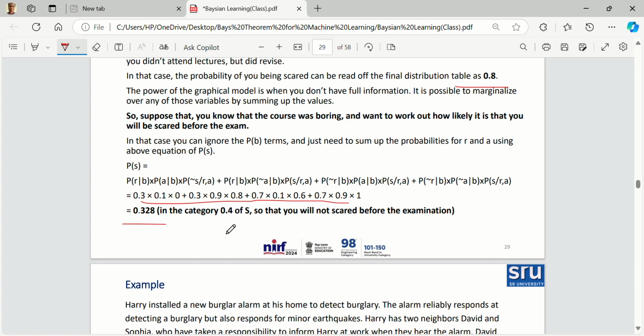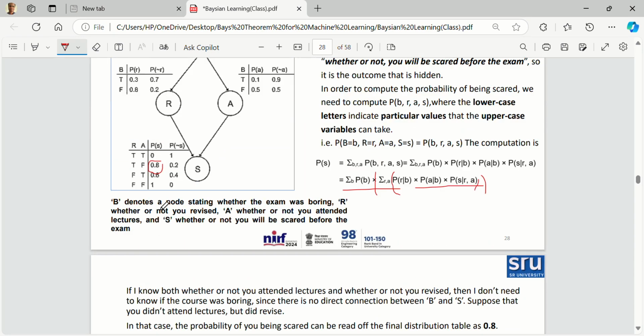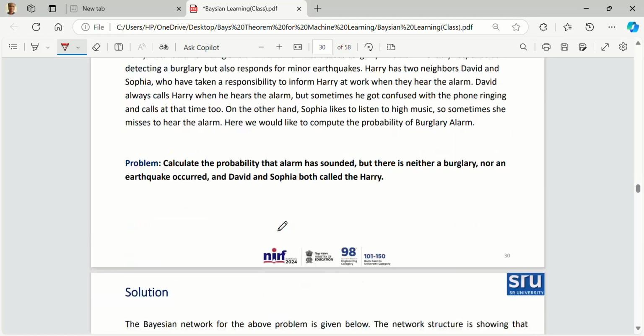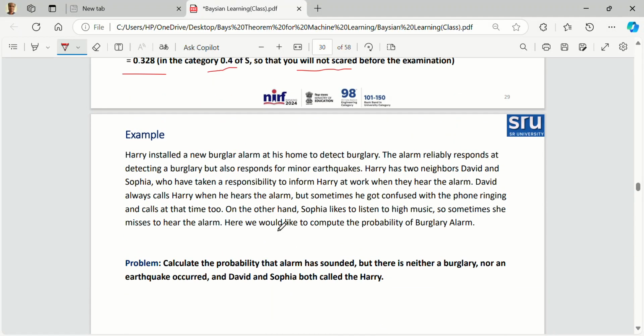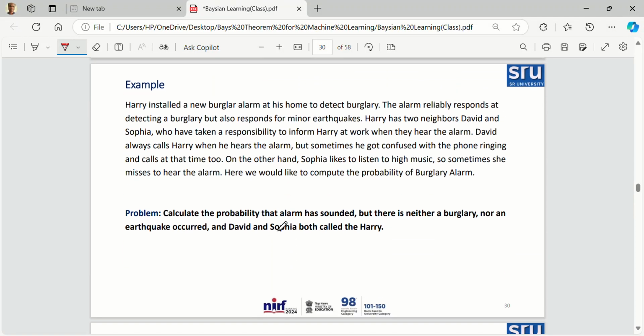So it is coming under 0.4 of the category S, so that you will not be scared before the examination. So 0.4 is coming here. So you are not scared before the examination. So similarly, you can go for the other example.